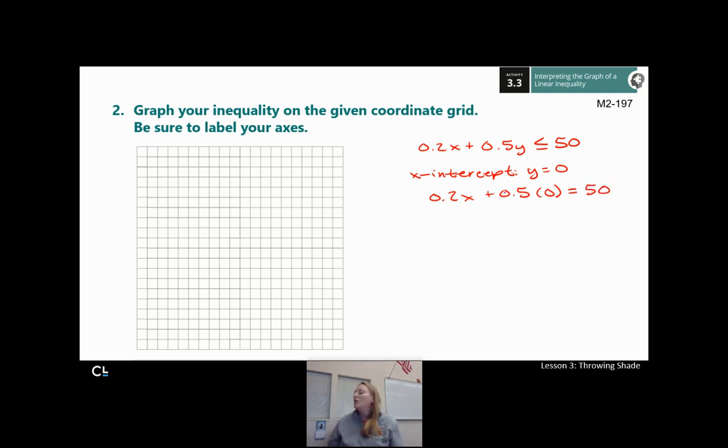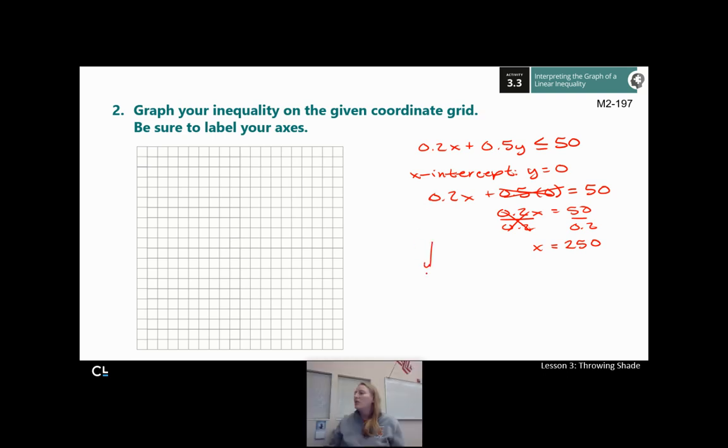So, of course, 0.5 times 0 is 0, so that's gone. So I have 0.2x equals 50. And I'll grab my calculator because, of course, I need to divide by 0.2 on both sides. So x equals 50 divided by 0.2 equals 250. So it looks like my x-intercept is going to be at 250.